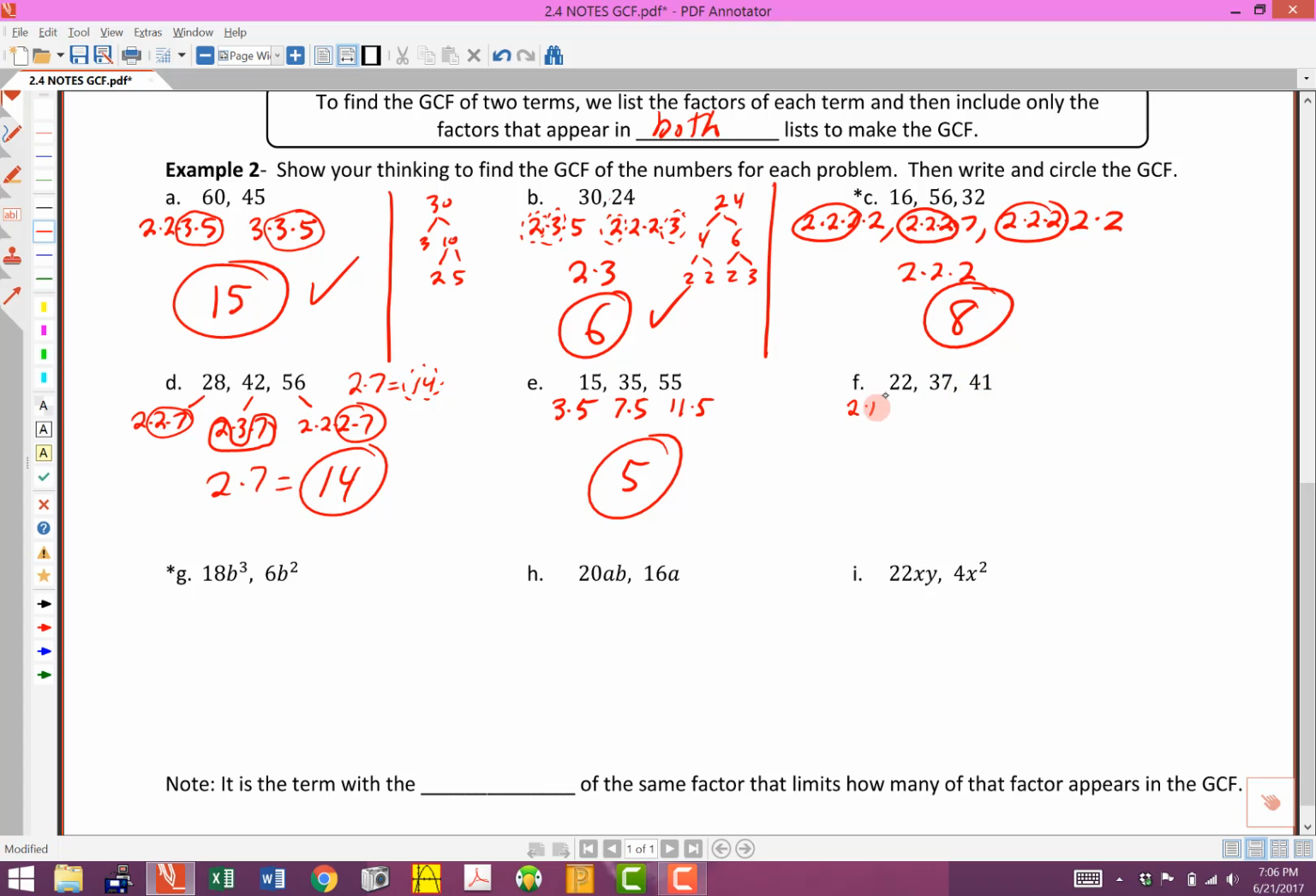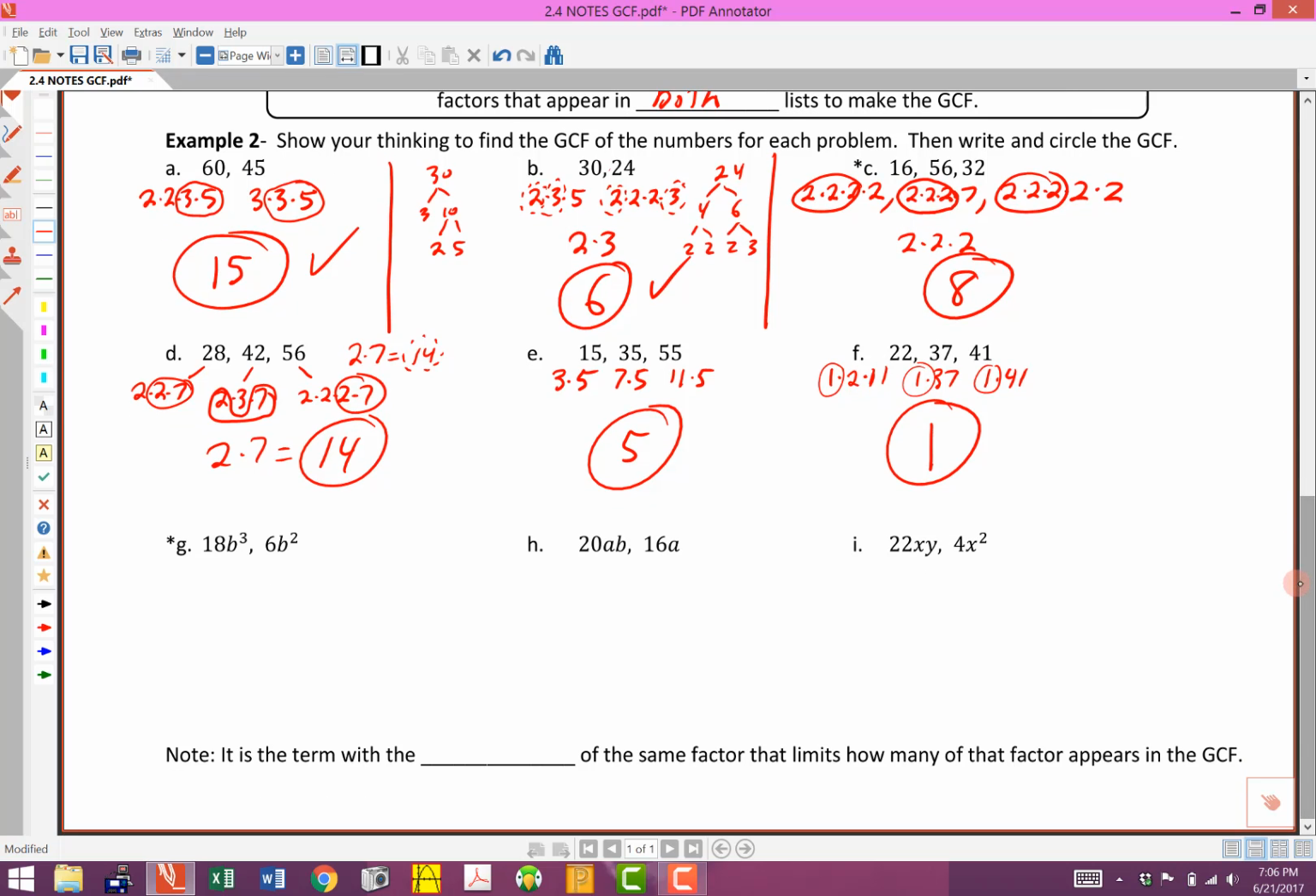22 would be 2 times 11, but 37 is actually a prime number, so that would be 1 times 37, and 41 is also a prime number, so that would be 1 times 41. So you'll notice that they really don't have anything in common, but keep this in mind. You can always put a 1 as part of a multiplication problem. So now you'll notice that each one of these has a 1. In other words, the biggest number that goes into all 3 of those would be 1. That's the greatest common factor. That doesn't happen very often, but that's what we end up with right there.